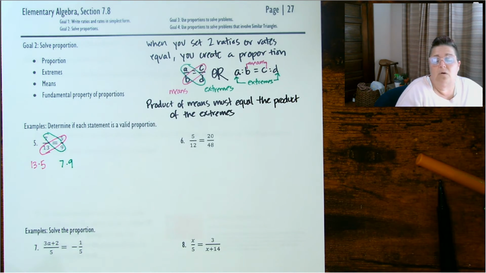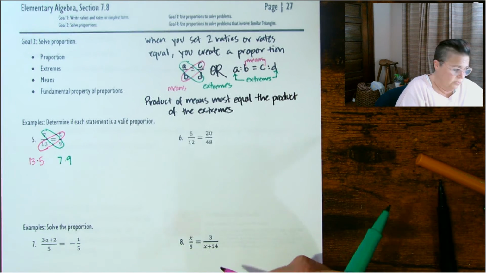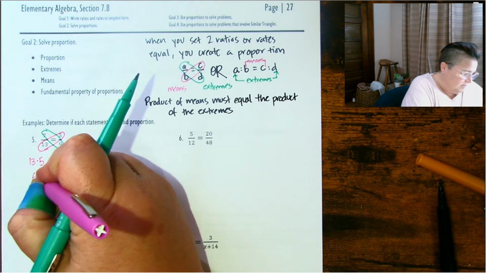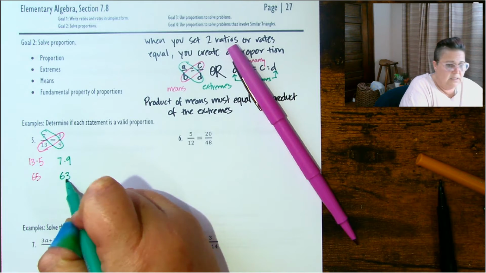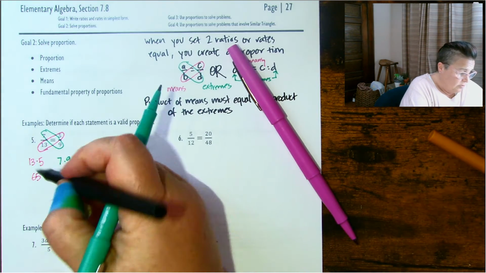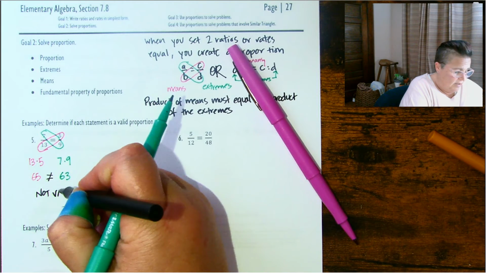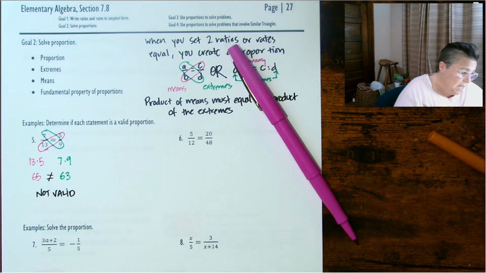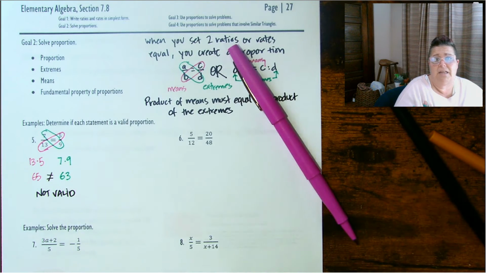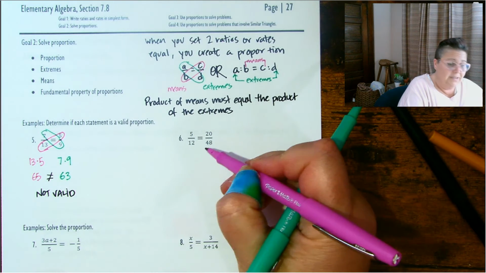If they are equal, we have a valid proportion. If they are not equal, we do not have a valid proportion. So 13 times 5 is 65. 7 times 9 is 63. These are not equal, so this proportion is not valid. I may think I set it up correctly, but I did not get an equal cross product, so it is not. All right, let's look at number 6.